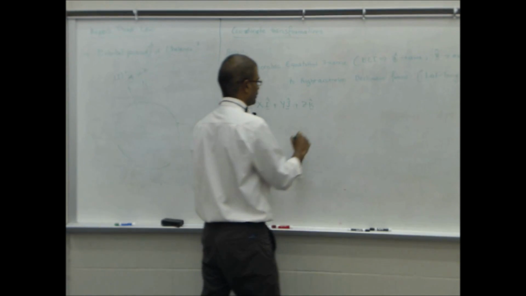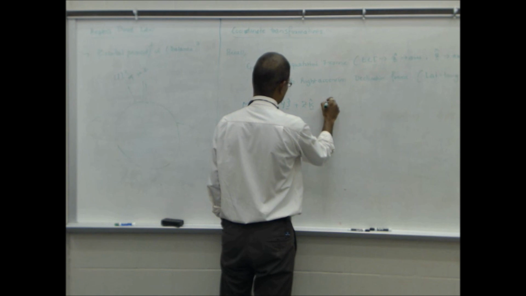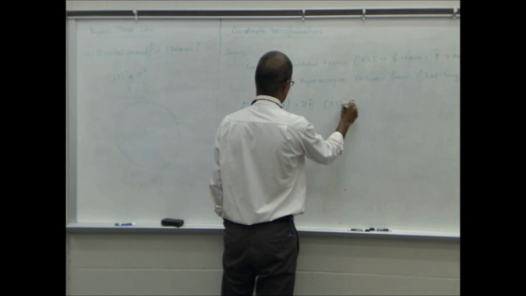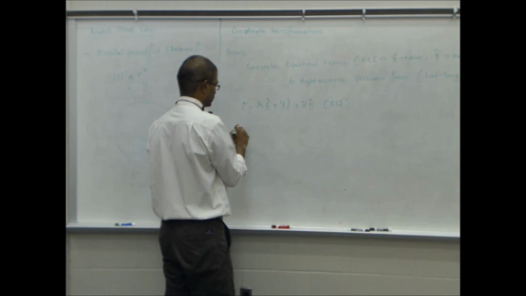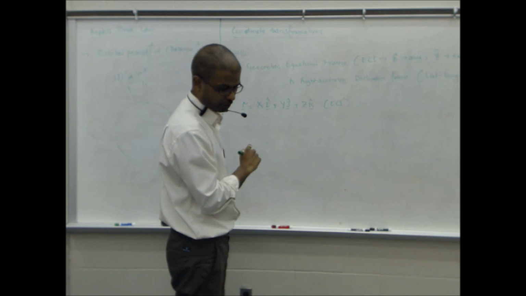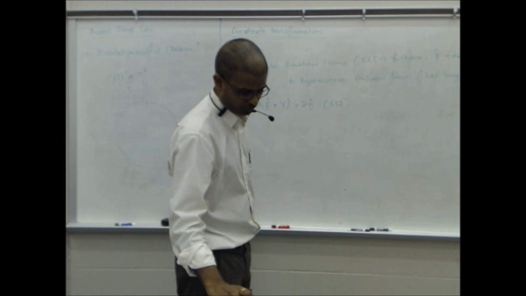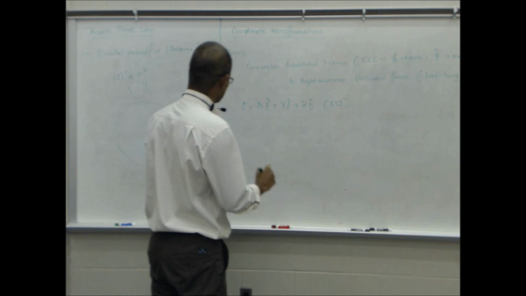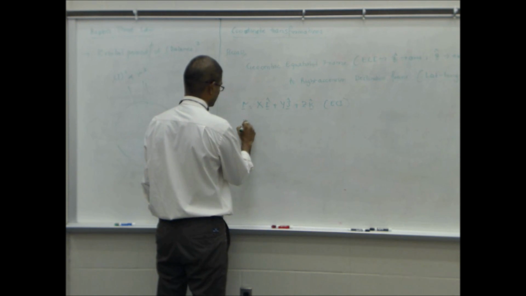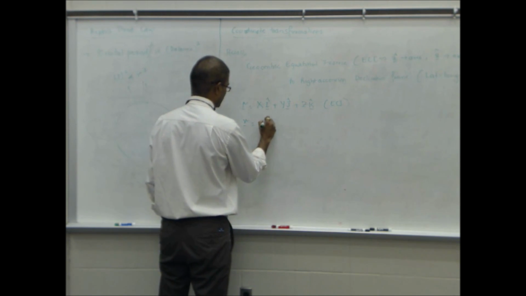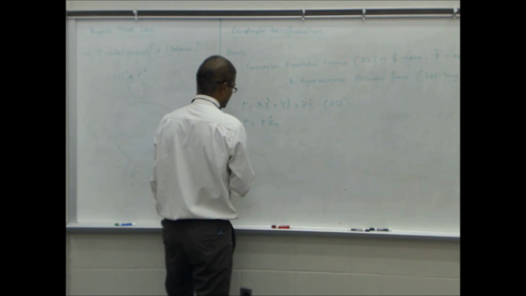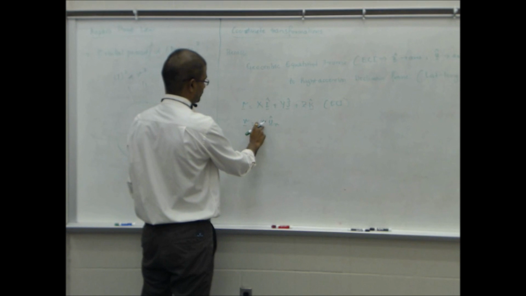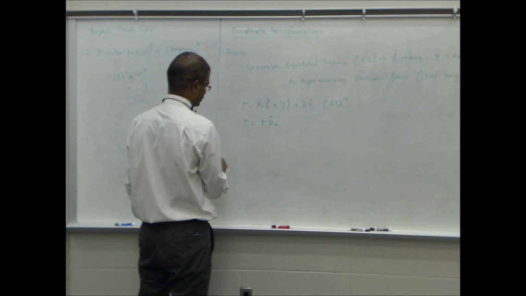So the ECI frame, IJK components, right? This is expressed in ECI. So what did we say? You can write R in terms of R, U_R, right? This is the magnitude, this is the direction.